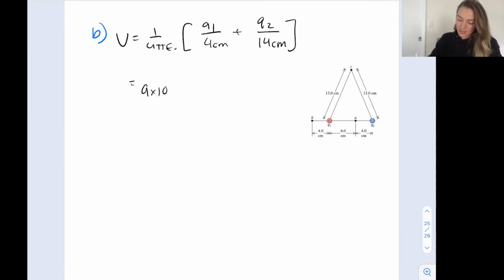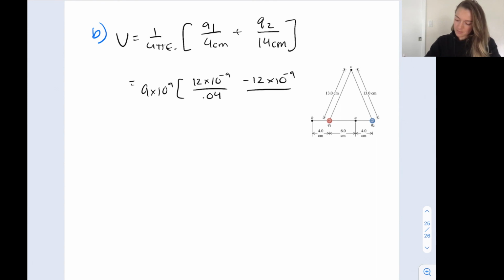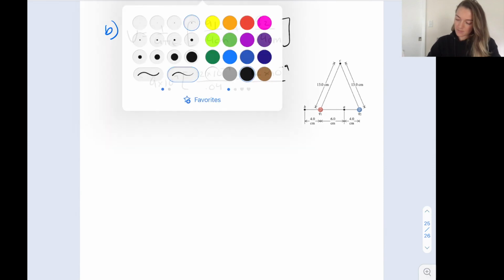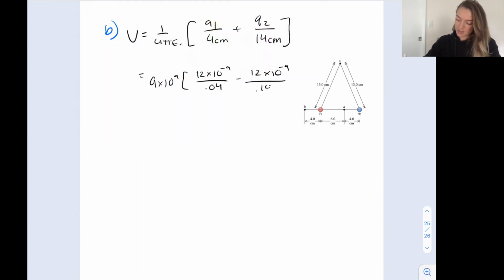We've got 9 times 10 to the 9. Q1 was 12 nanocoulombs. Q2 was negative 12. And this was 14 centimeters. And we just add up those numbers and you get, for location B, it comes out to 1,930 volts.